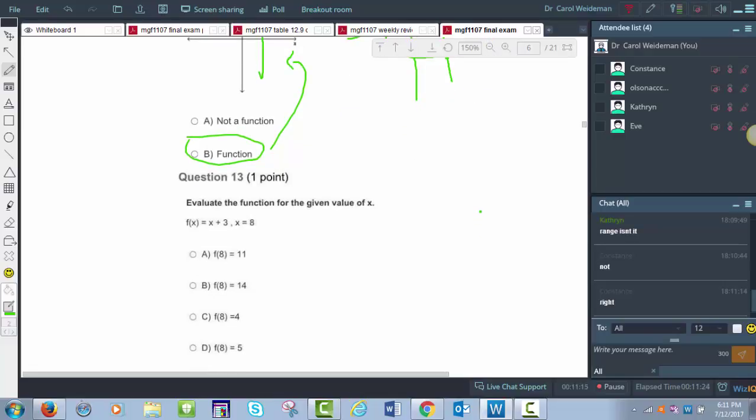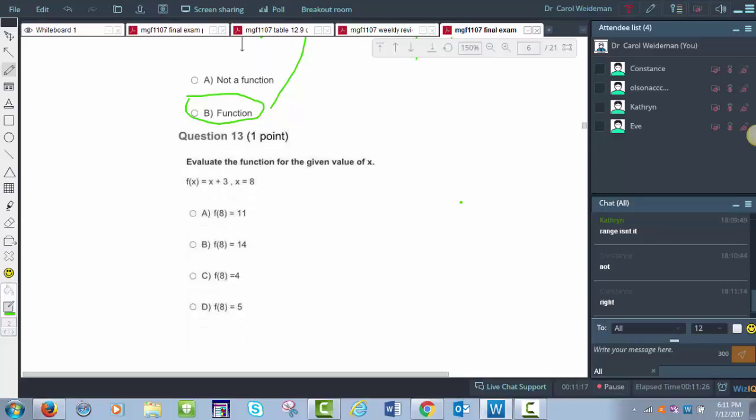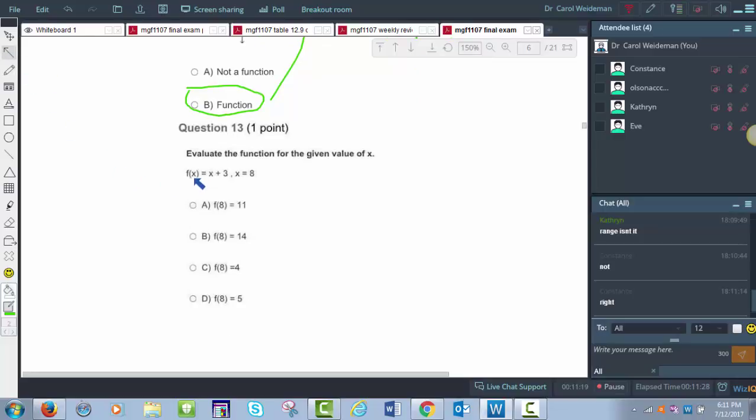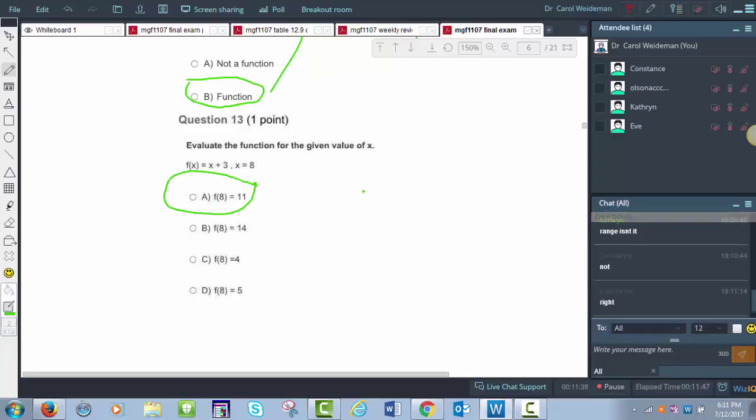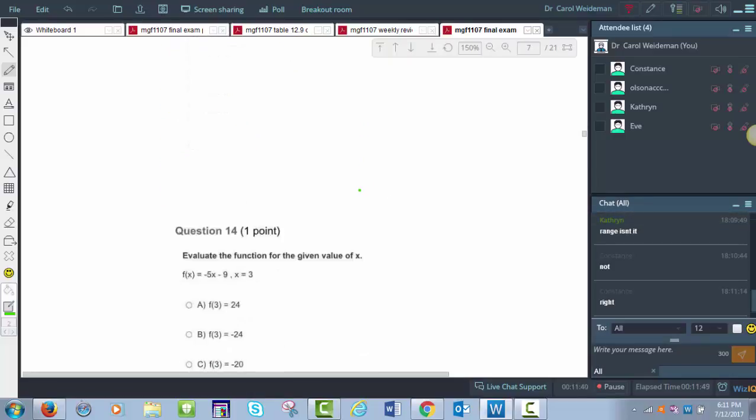Evaluate the function for the given value of x. So, this is a pretty easy one. Here's the function. They want you to evaluate the function when x equals 8, so you're just going to take 8, put it into the function. 8 plus 3 is equal to, anybody want to try that one? That's a pretty easy one. 8 plus 3 is equal to 11. Pretty easy one. All right.